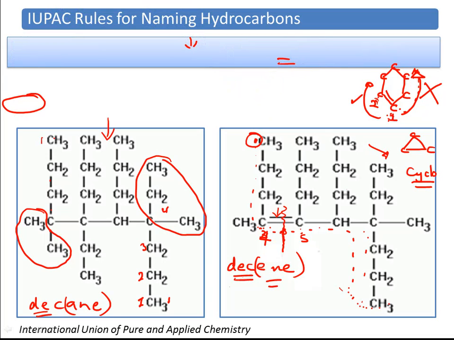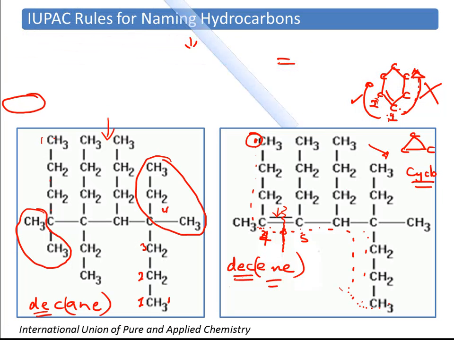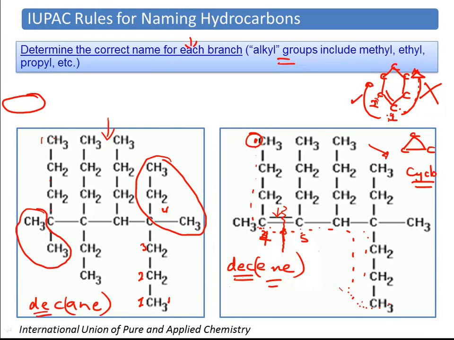Aim to get the lowest possible sum for all the positions of the side chains in an alkane. In an alkene, the lowest location number must be for the double bond. That's all you have to focus on.